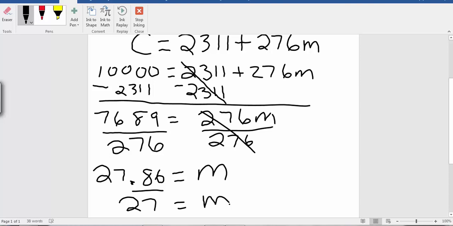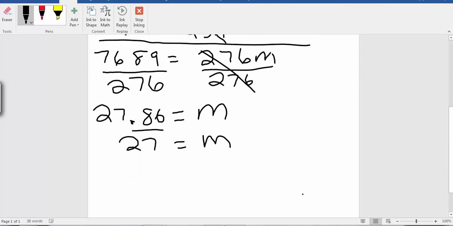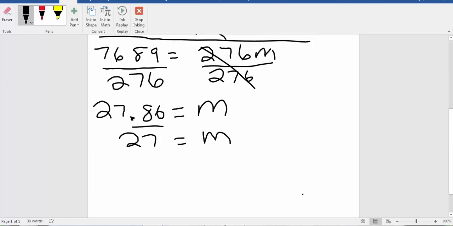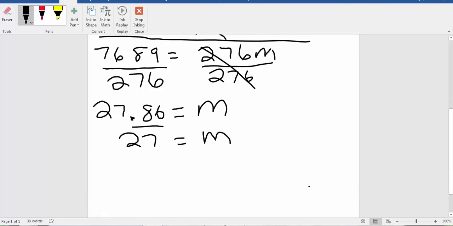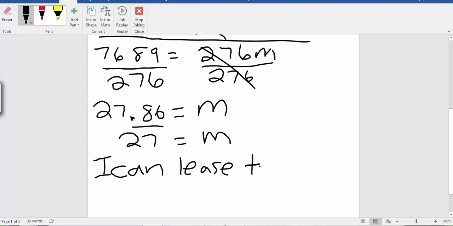Now, different teachers vary on what kind of answer they want here, so you're going to want to check with your teacher what kind of answer. But I do know that most of us will require you to answer this with a sentence. For how many months can you lease this car with $10,000? Your answer will be, I can lease this car for 27 months.